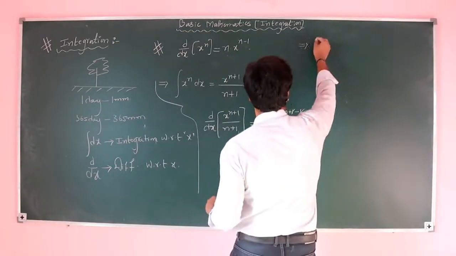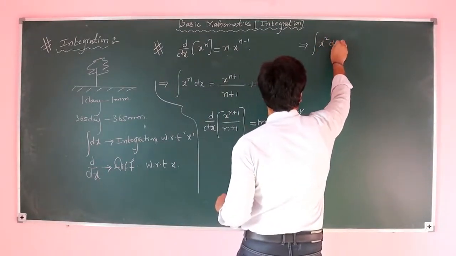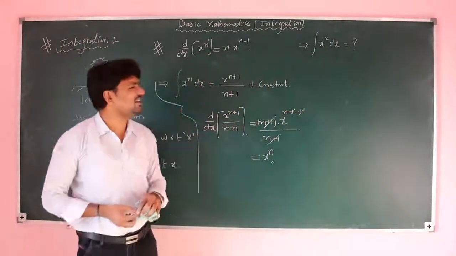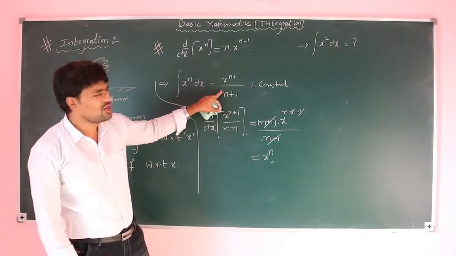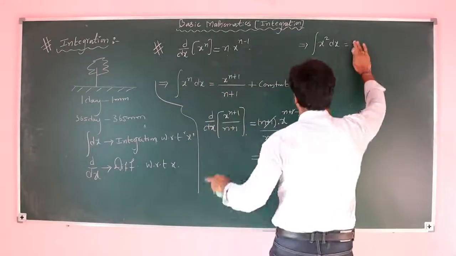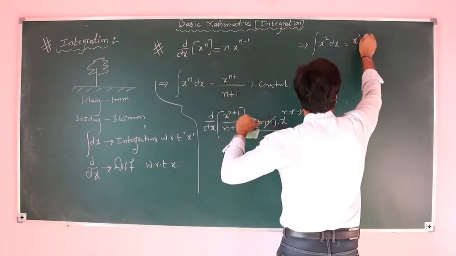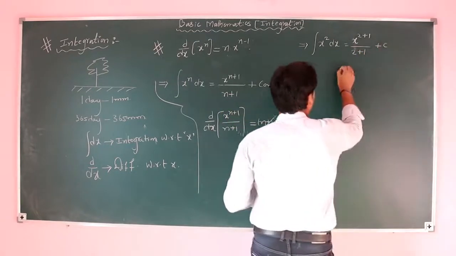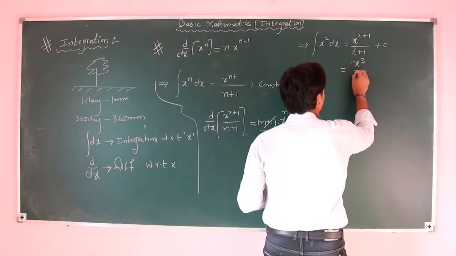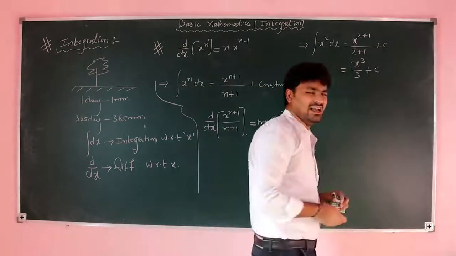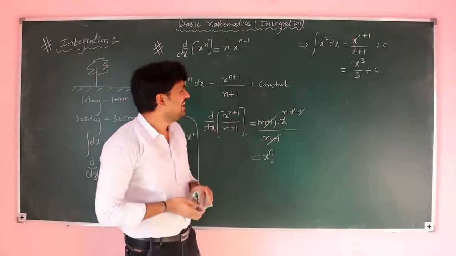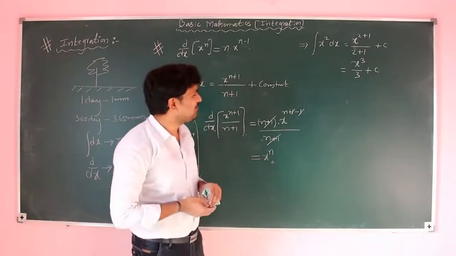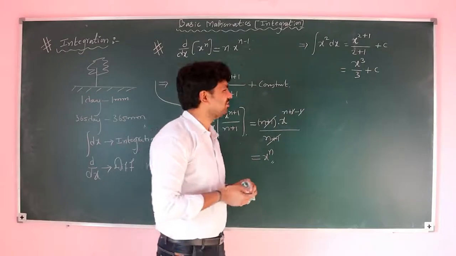For example, here I have integral x square dx. What is the integration of that function? Apply this formula. How much are you getting? X power n plus 1 means 2 plus 1 by x power 2 plus 1, plus c. Nothing but x cube by 3 plus c. So 2 plus 1 is 3.